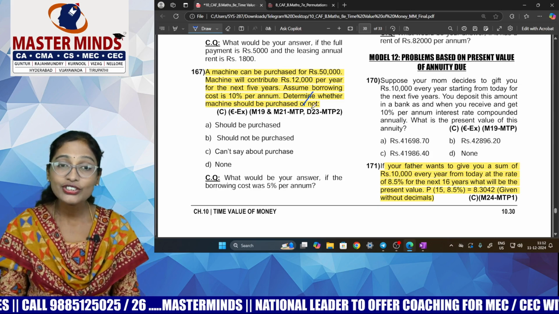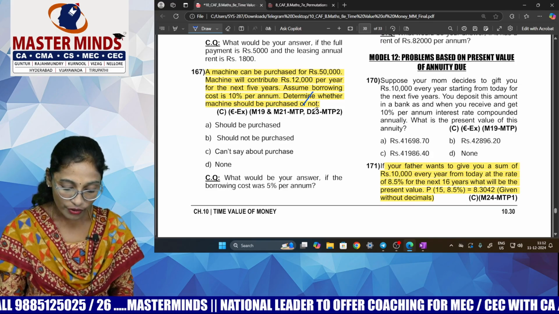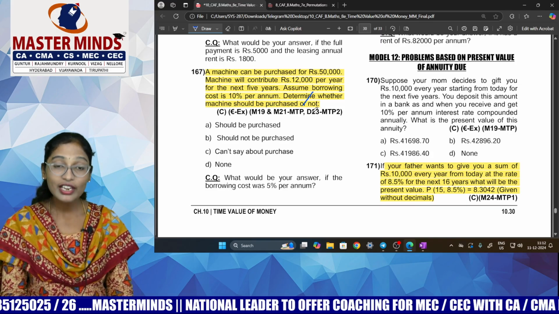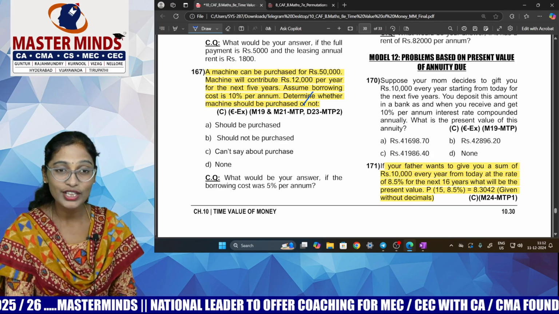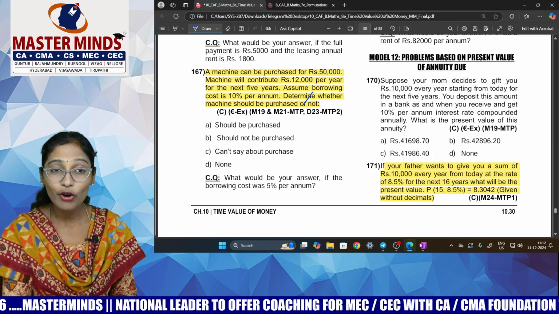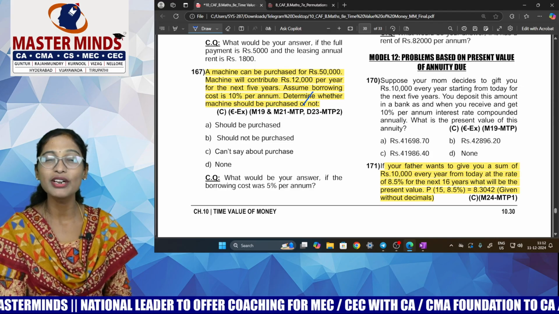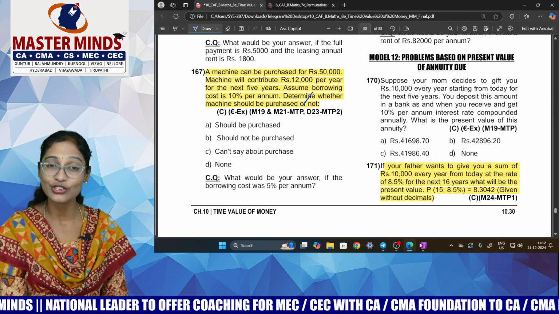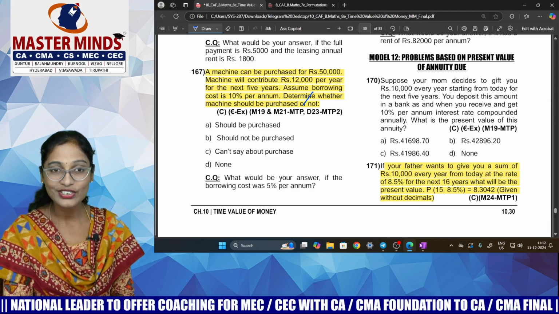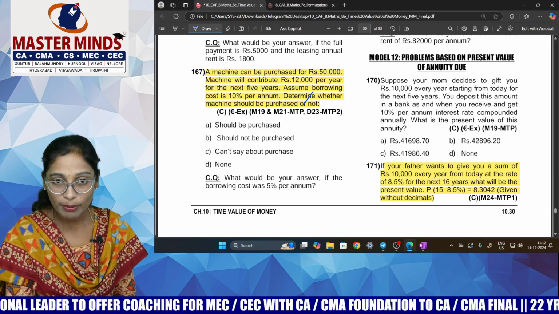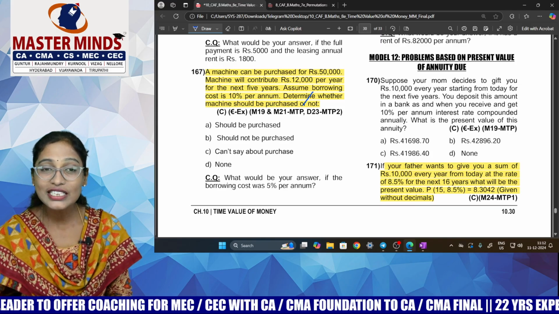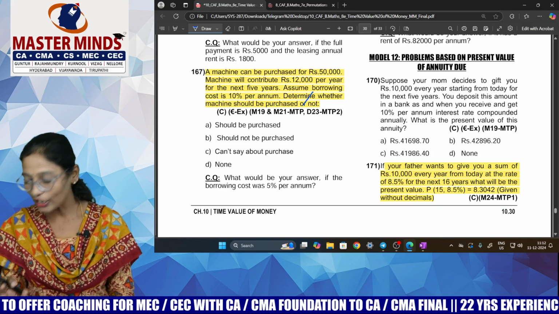167. A machine can be purchased for 50,000. The machine will contribute 12,000 per year for the next 5 years. Assuming that the borrowing cost is 10% per annum, determine whether the machine should be purchased or not. Guys, try to understand. What is the cost price of the machine? 50,000. For these kind of questions, please assume that.